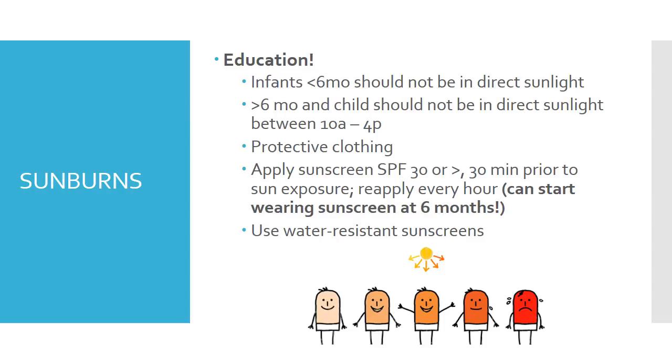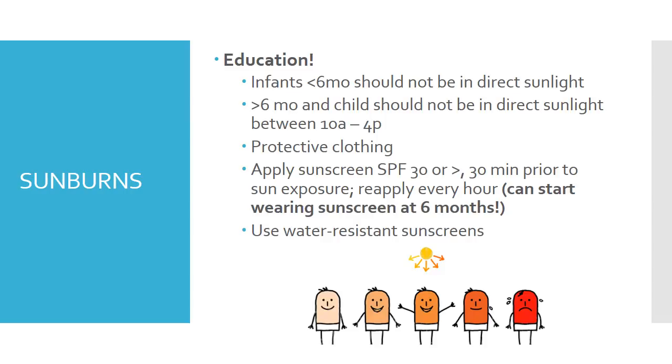Greater than 6 months and children should not be in direct sunlight between the main sunlight hours, which are 10 a.m. to 4 p.m. Make sure that they're wearing protective clothing. It's always good too that if they can wear t-shirts or those little surfer shirts out into the pools and things like that to protect their body, that's great. They should be applying a sunscreen that has an SPF 30 or greater. It should be applied 30 minutes prior to sun exposure and then reapplied every hour.